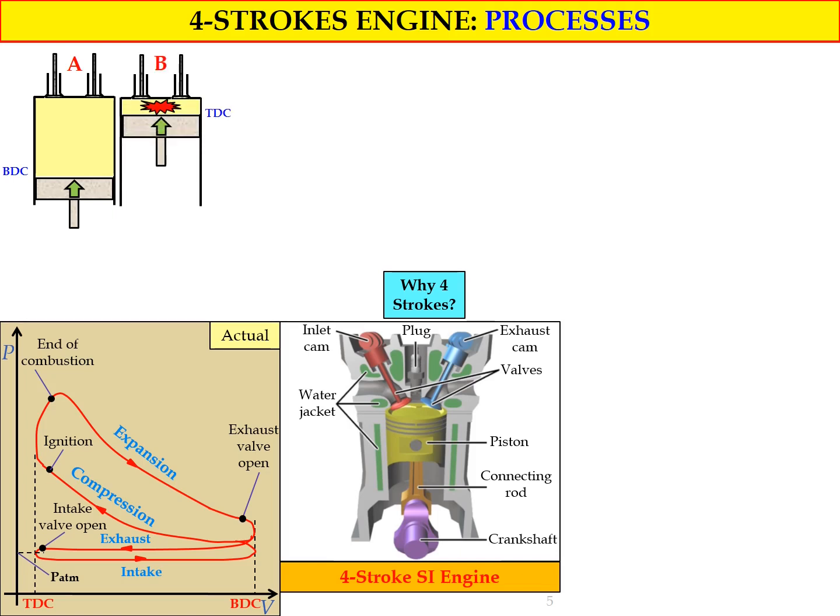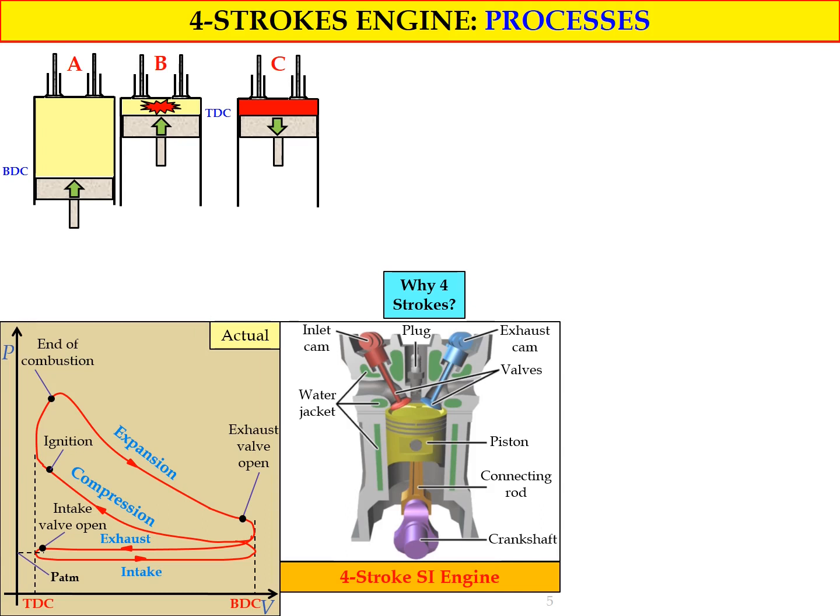And figure B shows the position when the piston moves to TDC for the compression process. Now the piston compresses the fuel plus air mixture inside the combustion chamber. Okay, after the piston arrives at TDC or before TDC, the spark plug will introduce a spark and the combustion process will occur.